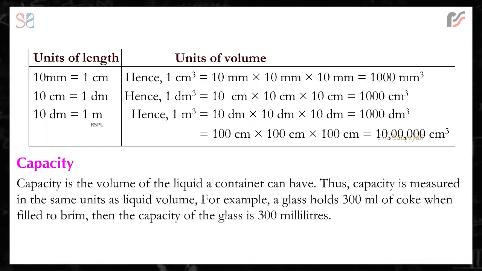Capacity. Capacity is the volume of the liquid a container can have. Thus, capacity is measured in the same units as liquid volume. For example, a glass holds 300 milliliter of Coke when filled to brim. Then the capacity of the glass is 300 milliliters.